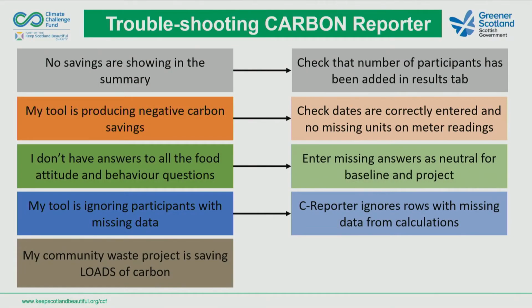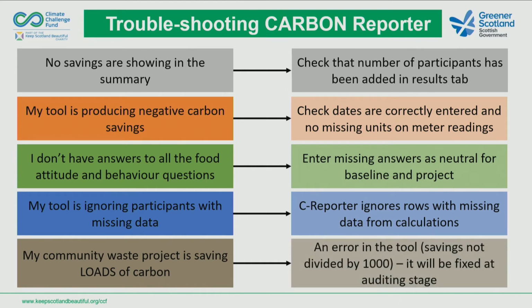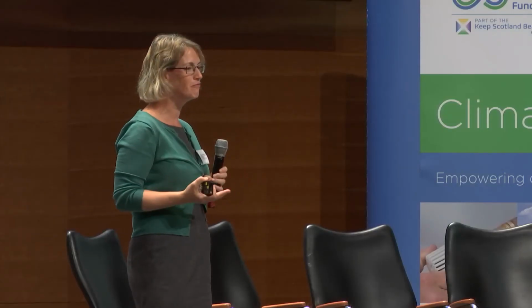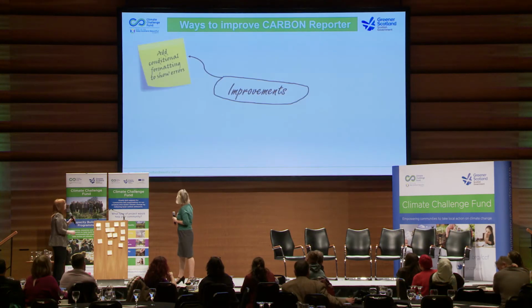And finally, if your community waste project is saving loads of carbon, it's because I made a mistake. And we're all human. It was the only one we found so far. I forgot to divide through by 1,000, and we will fix this at the auditing stage. I've talked to Alistair, and we've talked about strategies for fixing this. But sorry, it's one of these things that happens.